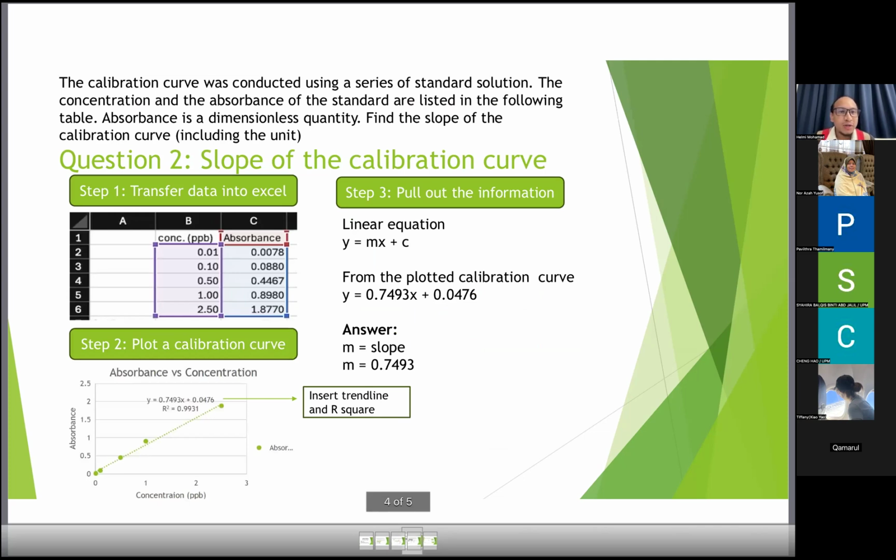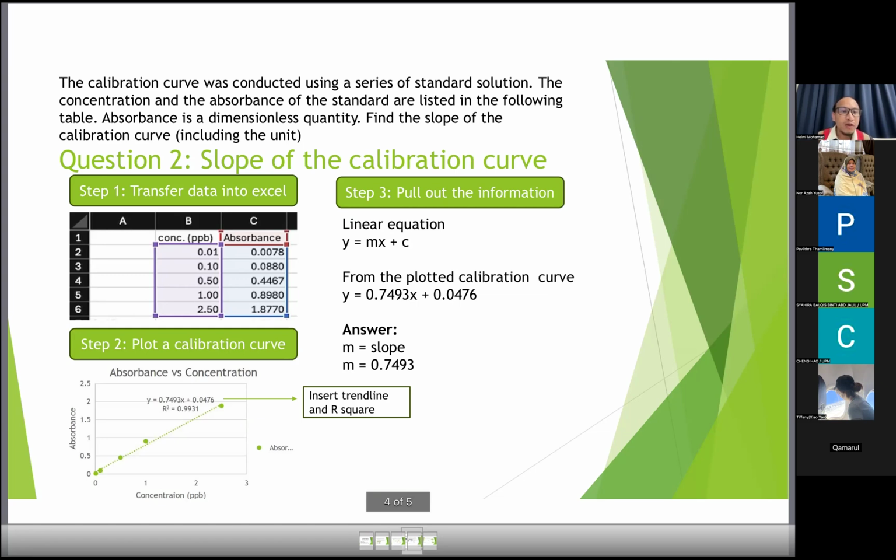Question 2 is very simple. It is given a set of data about concentration and absorbance. You just transfer this data into Excel, in columns for concentration and absorbance. From that, you select all the data and plot a calibration curve. Then you insert scatter, you click any dot from the calibration curve and you insert a trend line, with the R squared and the regression.